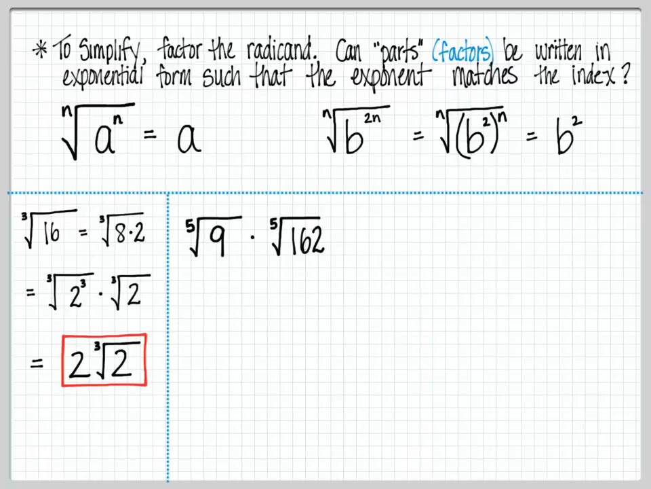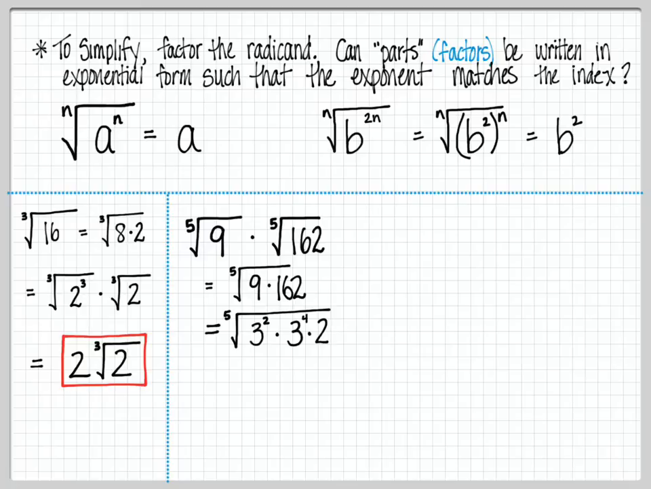In our next problem, we have fifth roots, and we're multiplying. But since they're both indexes of 5, I can write them all under one radical symbol. And I happen to notice that 162 is 81 times 2. Now remember, I'm not going to actually multiply the 9 times the 162 because the goal here is to factor, to pull things apart. So I'm looking at how I can write these in factored form. And 162 is 81 times 2.